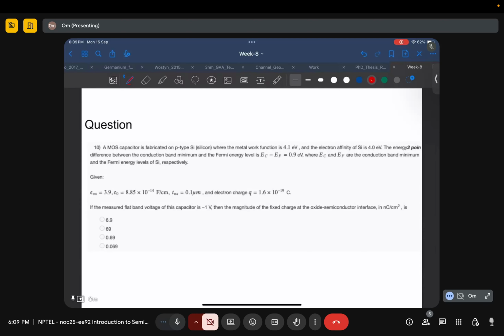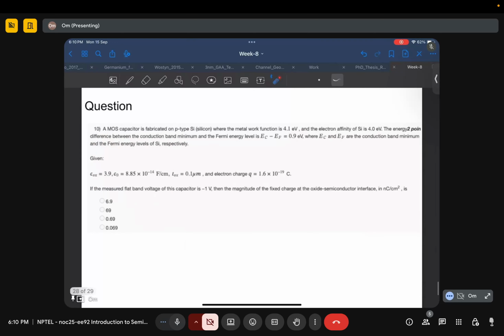Okay, so solve this. A MOS capacitor is fabricated on P-type silicon where the metal work function is 4.1 electron volts. Electron affinity in silicon is 4 electron volts, and the energy difference between conduction band minimum and Fermi level, that is EC minus EF, is 0.9 electron volts, where EC and EF are the conduction band minimum and the Fermi energy levels of silicon respectively. If the measured flat band voltage of this capacitor is minus 1 volt, then the magnitude of the fixed charge at the oxide semiconductor interface in nanocoulombs per centimeter square is what?